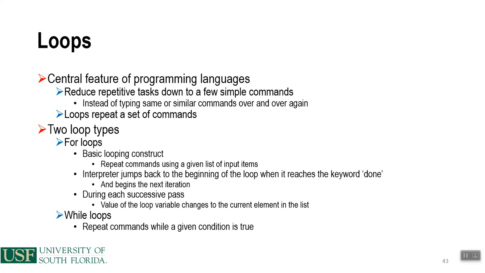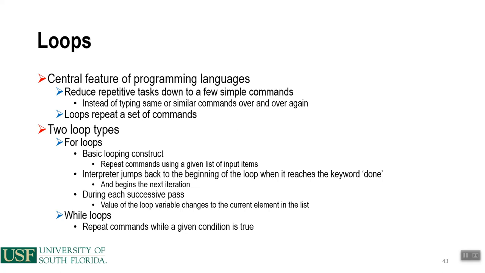So instead of typing the same or similar commands over and over again, a loop will repeat a set of commands. There are different types of loops, and there are two types that we'll talk about: for loops and while loops. A for loop is a basic looping construct. It repeats commands using a given list of input items. So for every item in a list, or every item in a shopping bag, do this particular task.